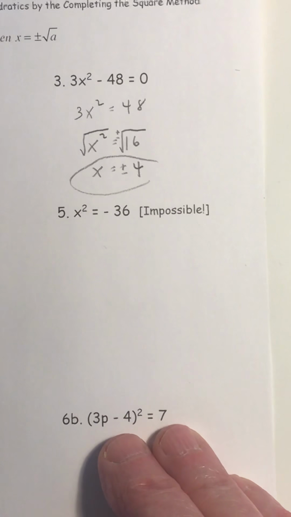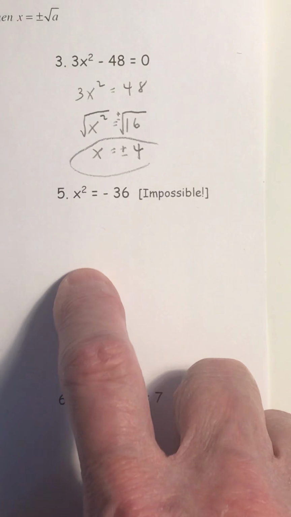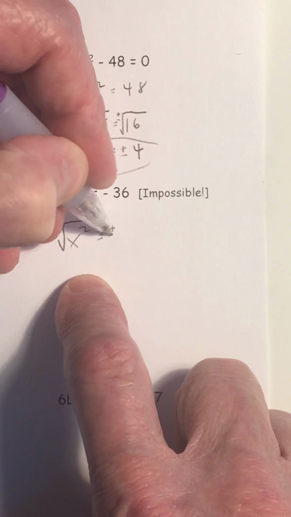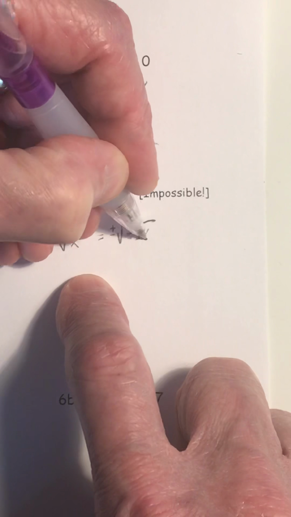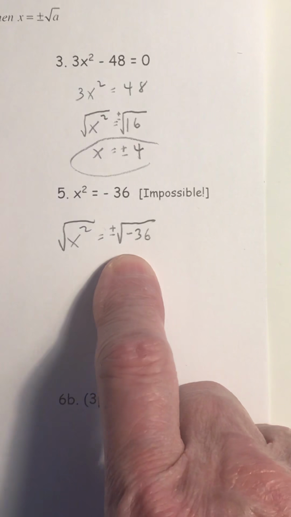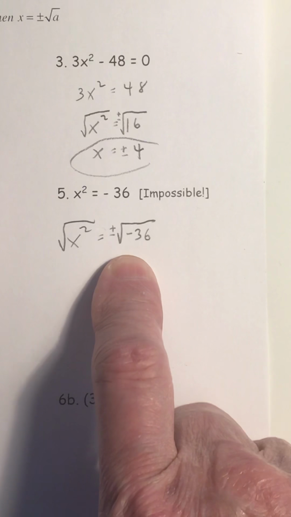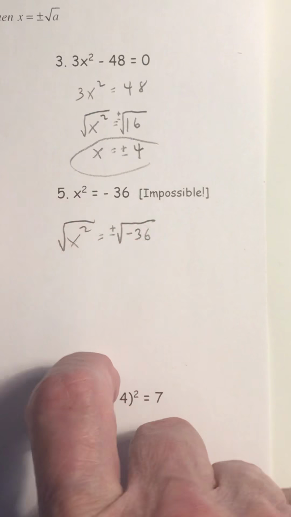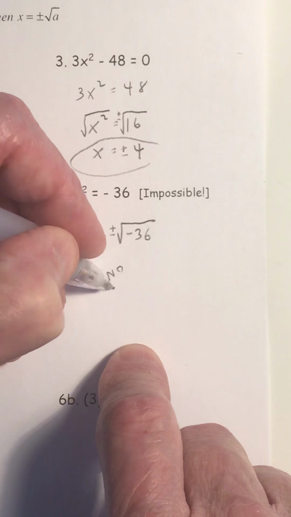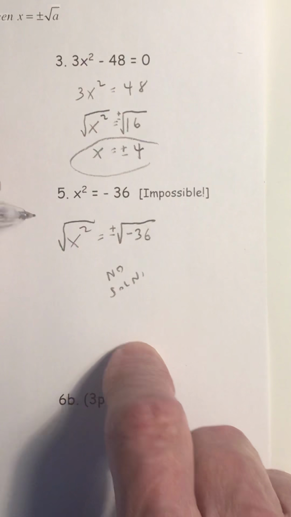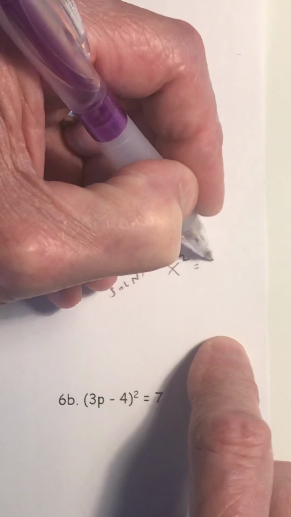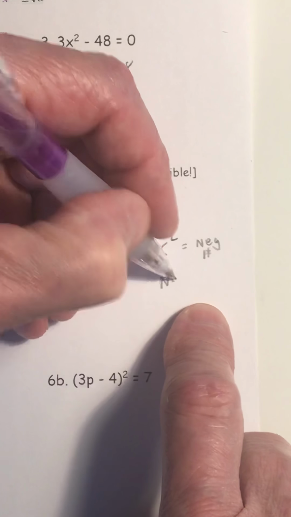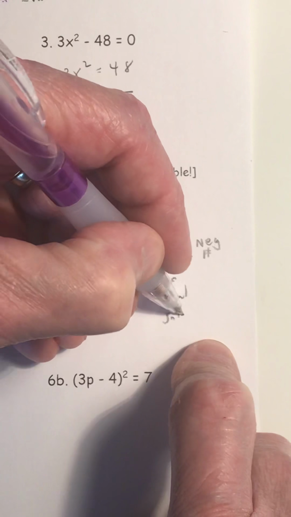Number 5, way over here. And I said impossible because if we attempt taking the square root on this side, there is no square root for negative anything. There's no real number square root of negative 36. There's no number that squared gives you a negative 36. So this one we say no solution. If you get x squared equals some negative number, you can say there's no real solution.